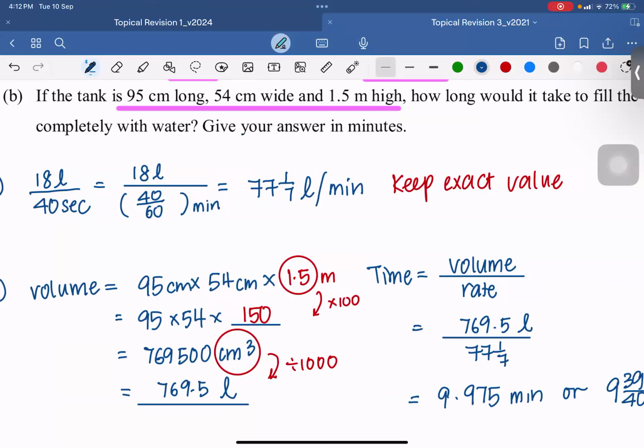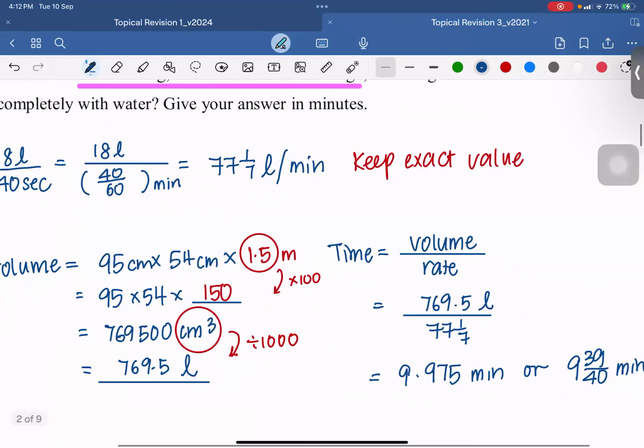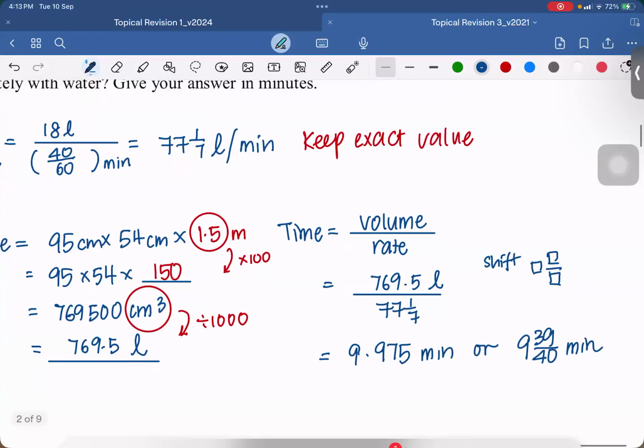Do you know how to key this into your calculator? You press the shift button, then the fraction button, this one will come up. Okay, then you key in the number. Right? Can y'all check, is this the correct answer?